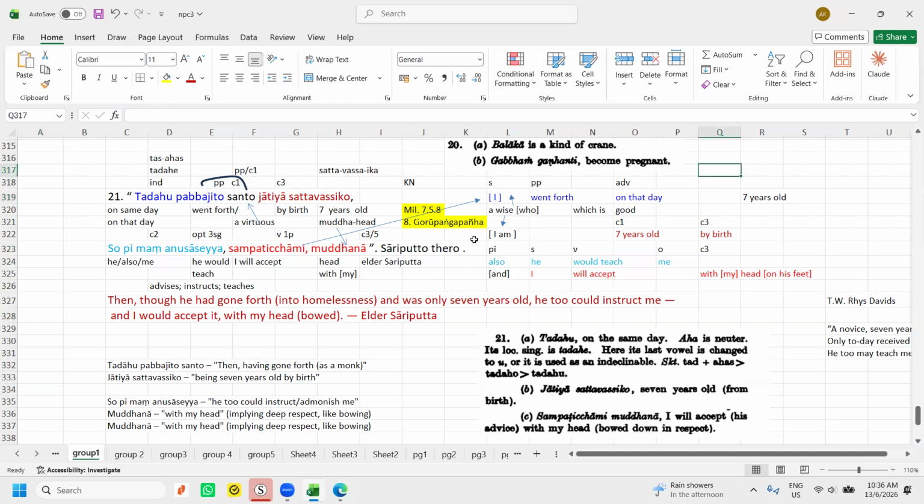So the translation here, technically, is a wise one who went forth on that day. And so on that day, he is 7 years old. So that means I say I went forth on that day, and then I'm 7 years old. And then he will teach me. I will accept. This is something like that. If you look at this line, this translation is given by Rhys Davids. So this is the way I work it out.